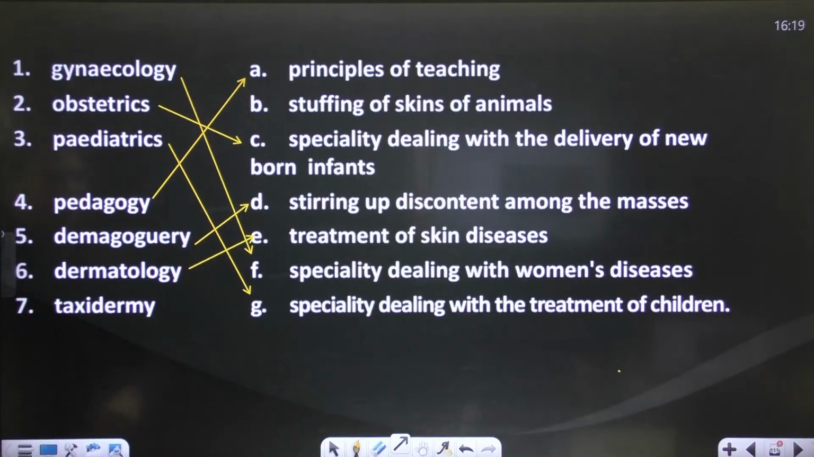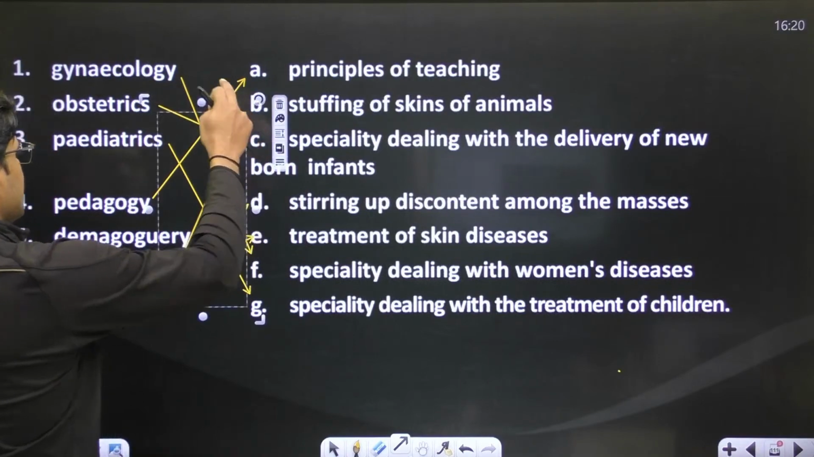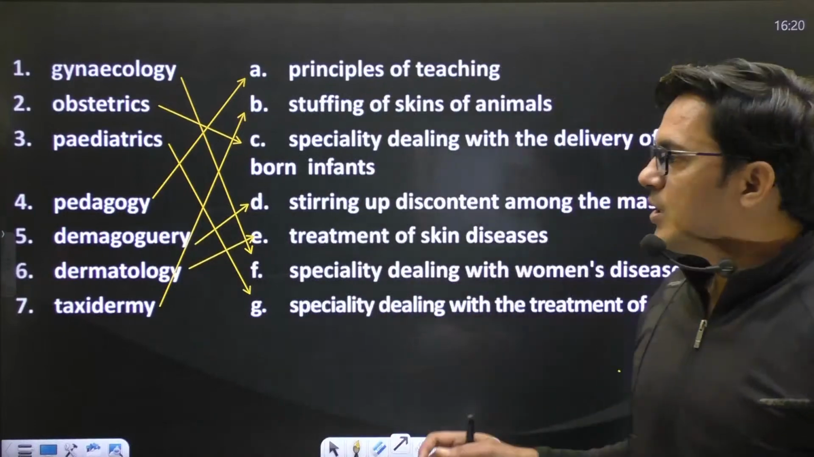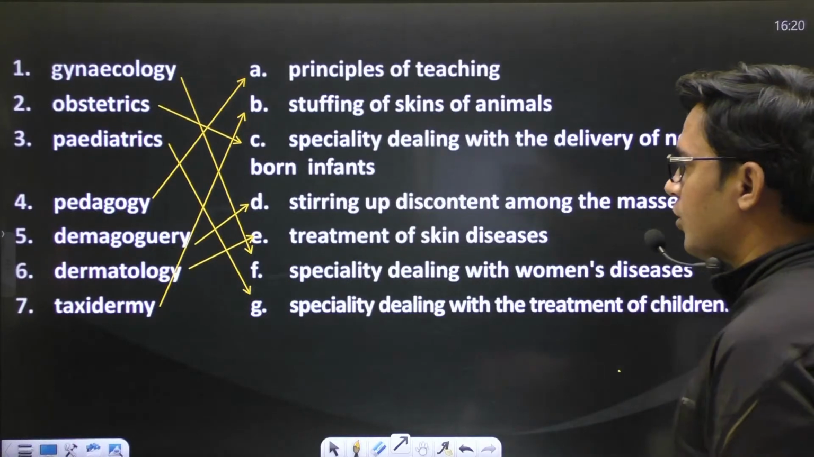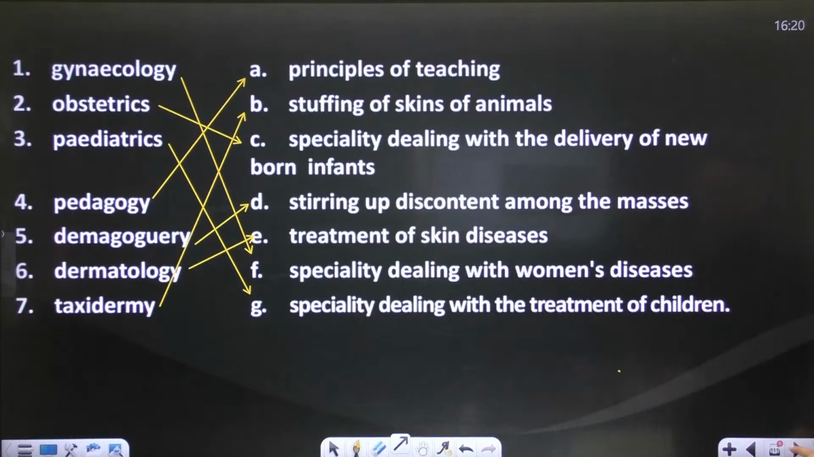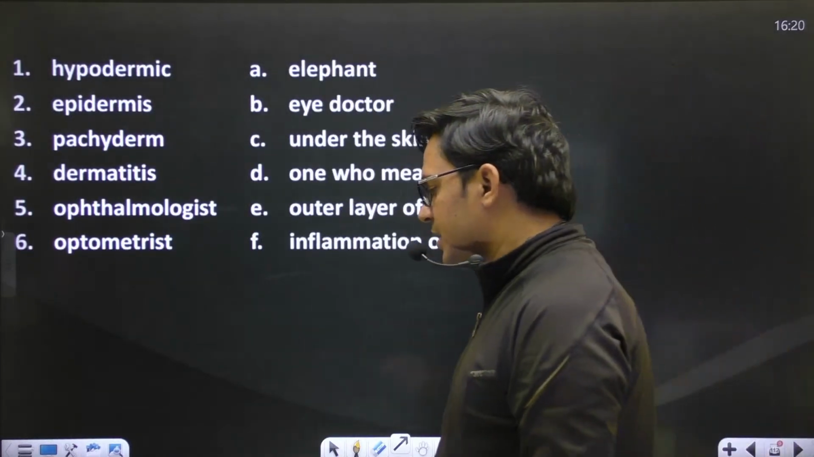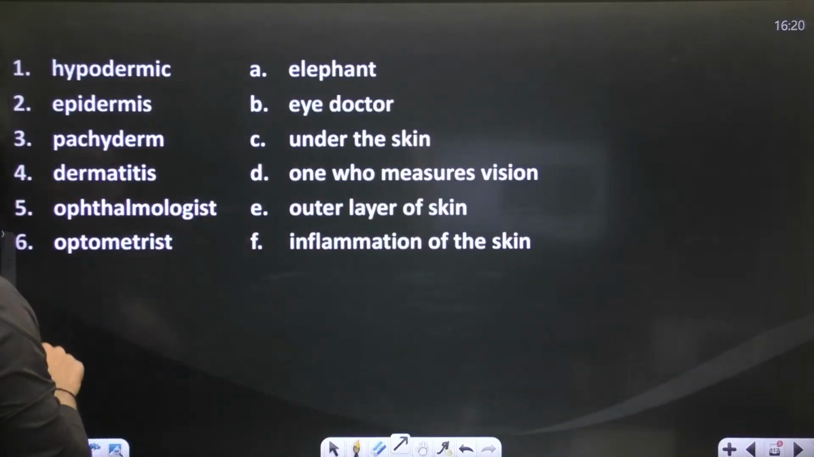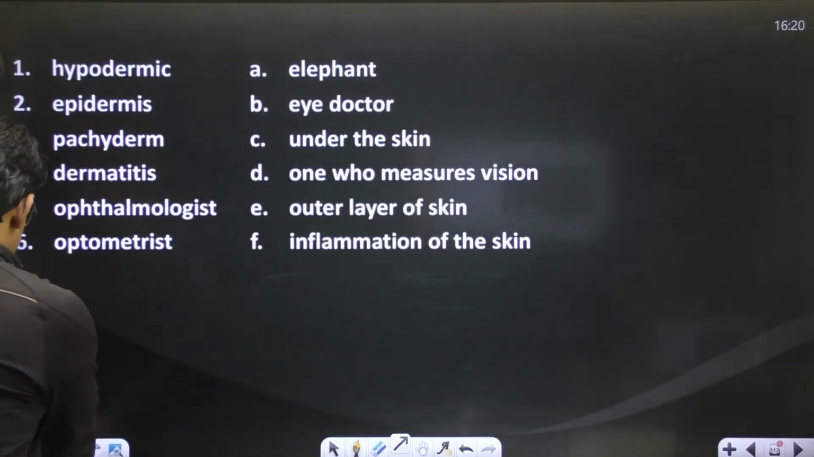And next one is taxidermy, which is stuffing of skin of animals. Stuffing the skin of animals means seventh will match to A. Yes, are you getting my point? Yes guys, is everything okay till here? Okay, move to the next slide. Yes, hypodermic is something, you can say, hypodermic, pachyderm, dermatitis, or ophthalmologist. Hypoderm, just a minute.